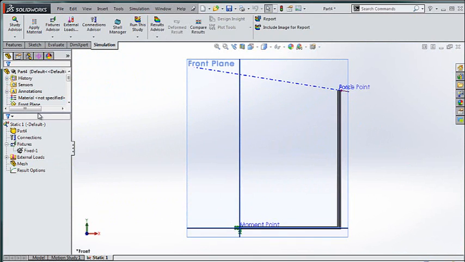Okay. So I'm going to hide my other planes. Thank you. What did you just do? I don't know.